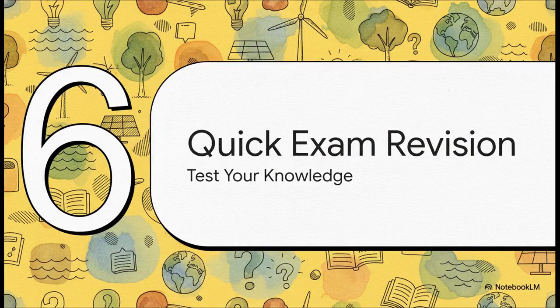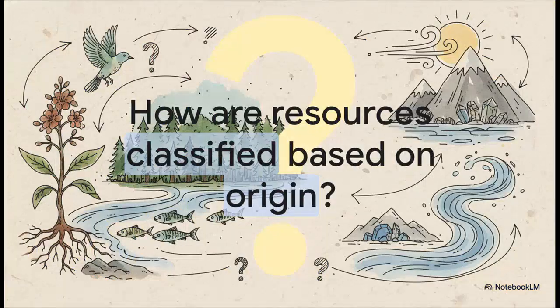All right, you guys have absorbed a ton of information today. It is time for Section 6, Quick Exam Revision. Let's test your active recall and see what's stuck. First, rapid-fire question. Think fast. How do we classify resources based purely on their origin? Are they living or non-living?